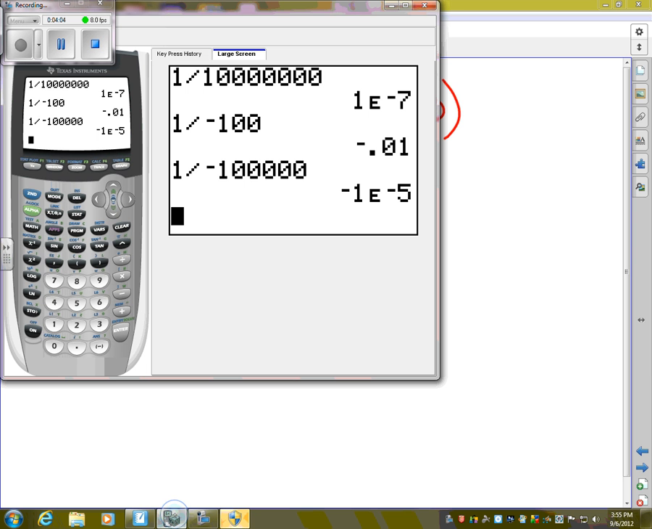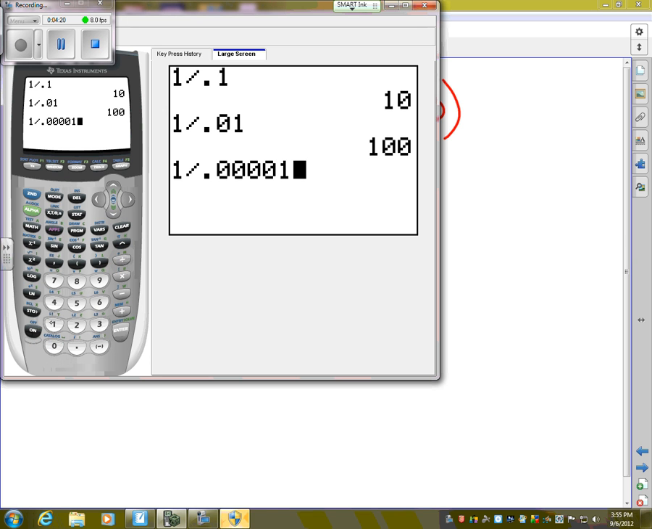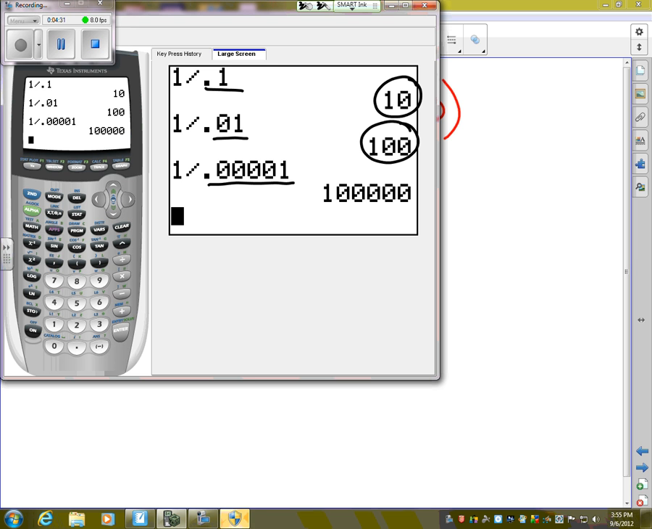Okay? Now, what if we do 1 over little? So like 1 divided by 0.1. That was 10. 1 divided by 0.01. 100. 1 divided by a whole bunch of zeros and a 1. Now what we're noticing, or should be noticing, is that as we divide by increasingly smaller values, our answers are getting bigger. What if we did that with negative numbers?